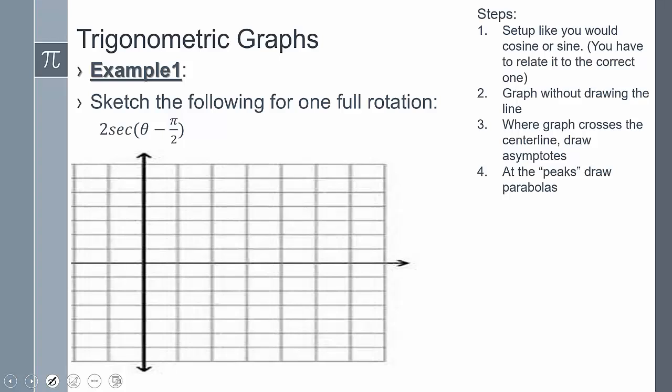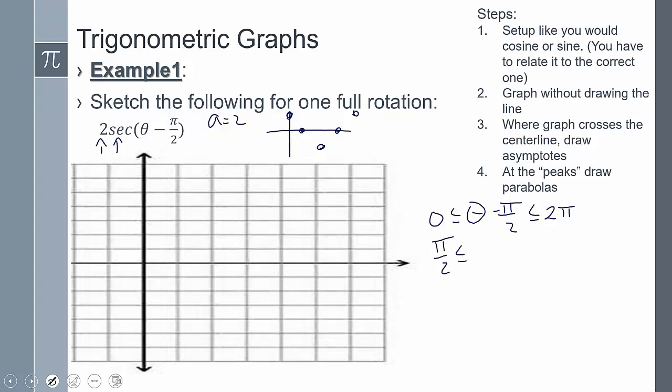So let's just look at one. I know it says secant. We have our amplitude of 2. Because it says secant, I want to think of my cosine parent graph because they're reciprocals of each other. And so I can take that theta minus pi halves, put that between my original starting value and my original ending value, add pi halves to everything. So 2 pi plus pi halves, right? You have to find the common denominator, 4 over 2 plus 1 is 5.